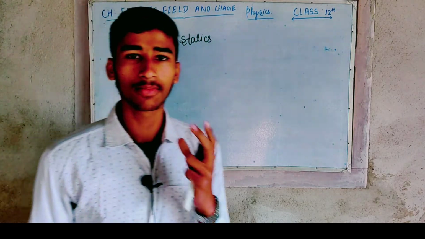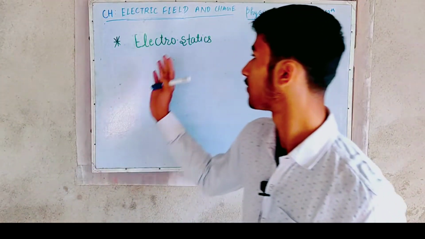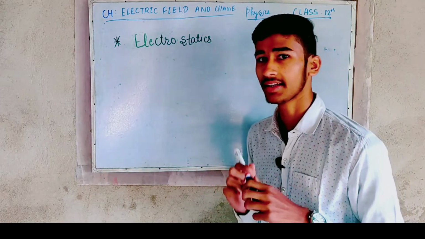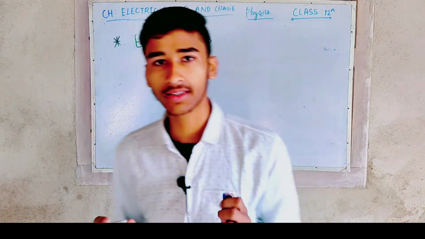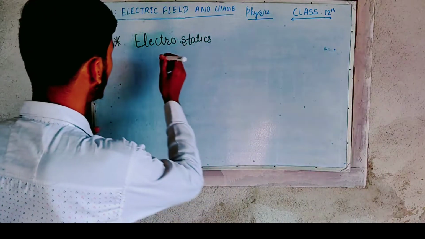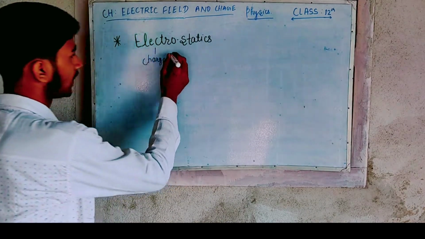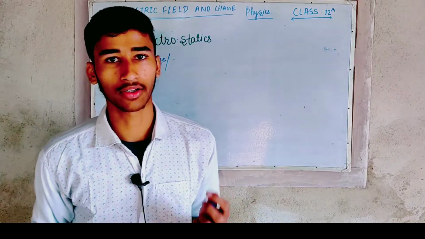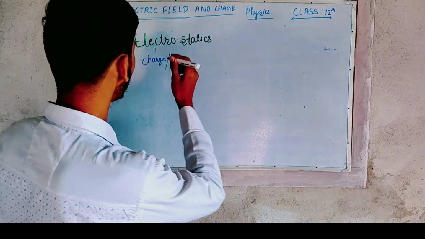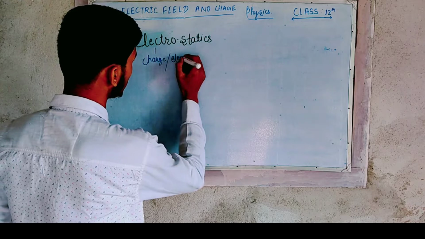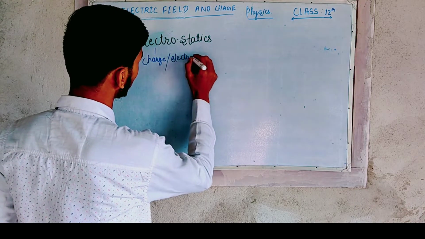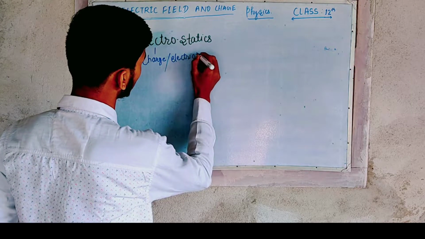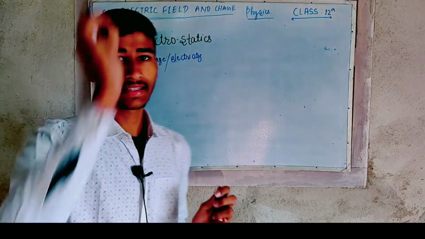So let me tell you some basic meanings of electro and statics. First, electro means the charge, and we can also say electricity, which is used in our homes as well, right? So the first word is electricity, and the second word is statics.